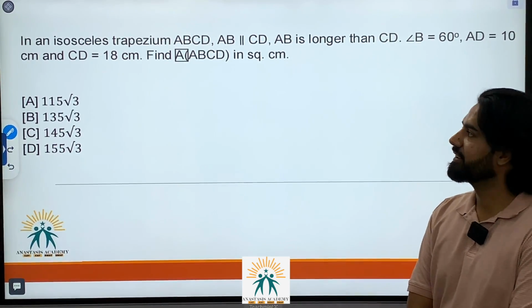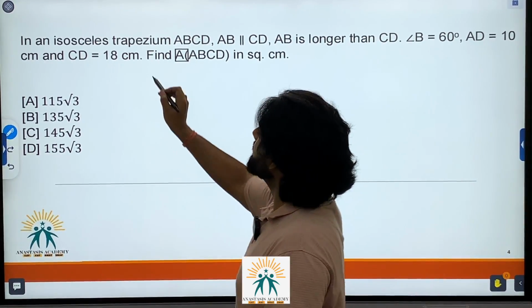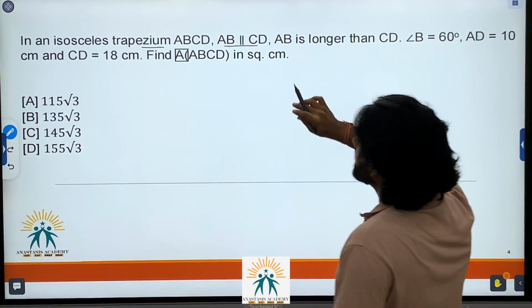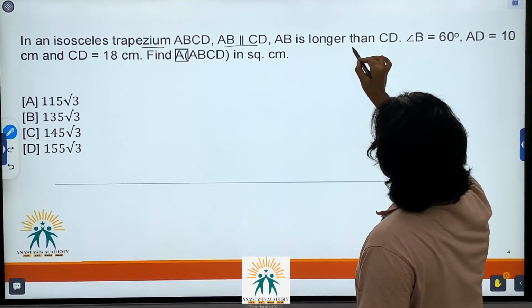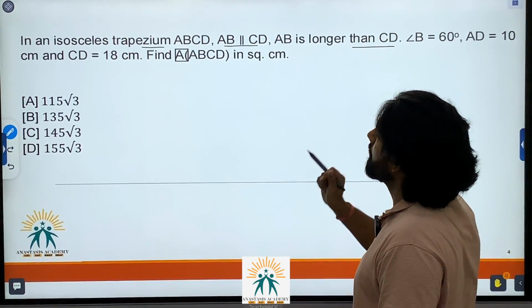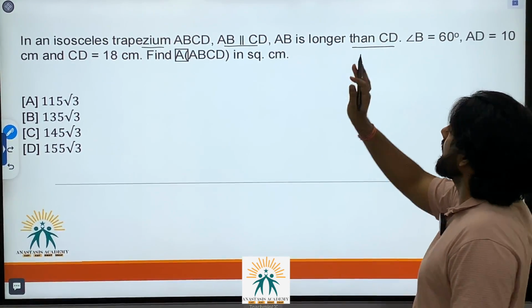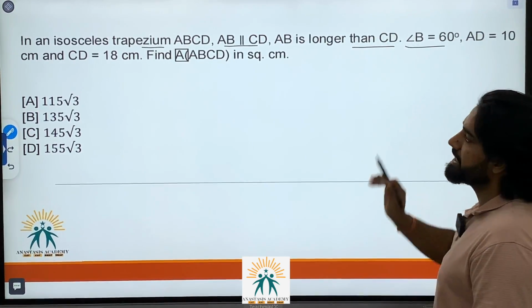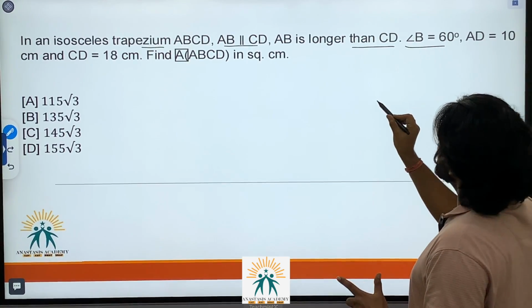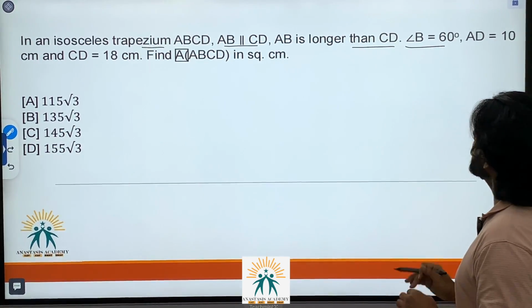Let's solve this question. In an isosceles trapezium ABCD, AB is parallel to CD. Also, AB is longer than CD, so AB is the longer of these two parallel lines. Angle B is given as 60 degrees. It's an isosceles trapezium, so angle A would also be equal to 60 degrees, right?